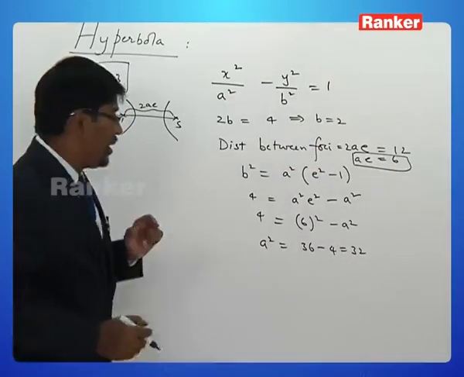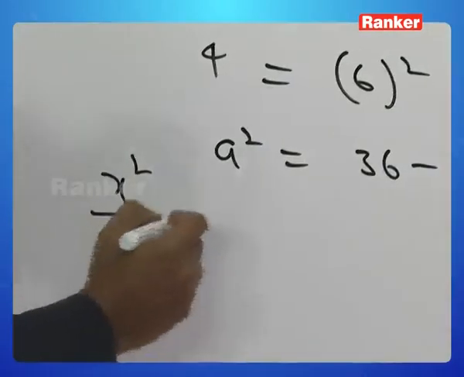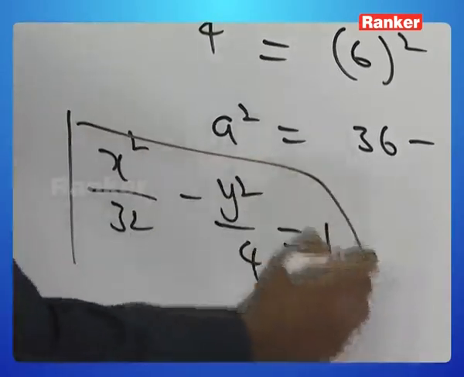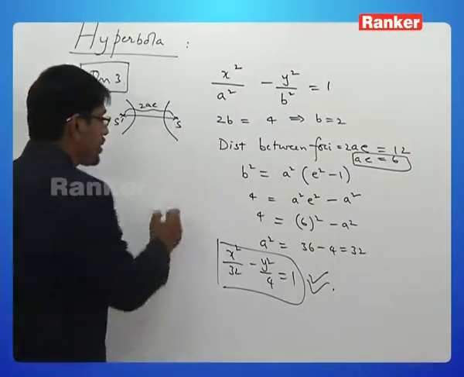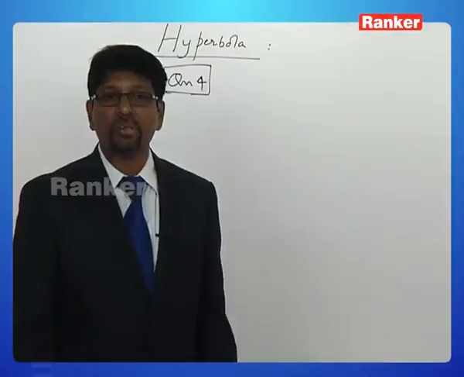So clearly the hyperbola has to be x square by 32 minus y square by 4 is equal to 1. That's the hyperbola. And option 2 is the right answer. Let's move to the next question, question number 4.